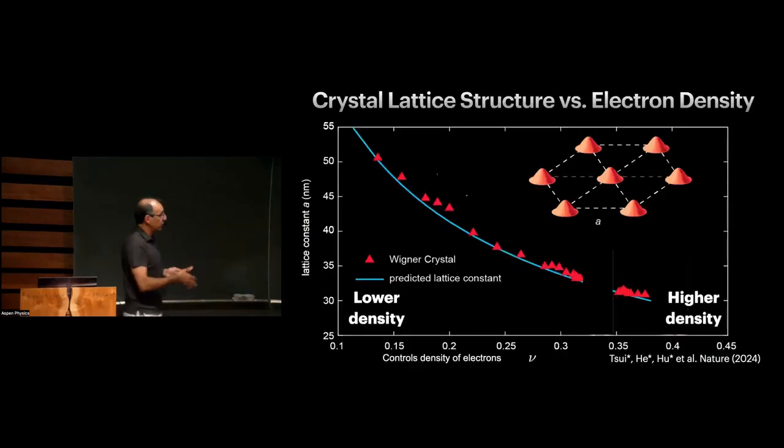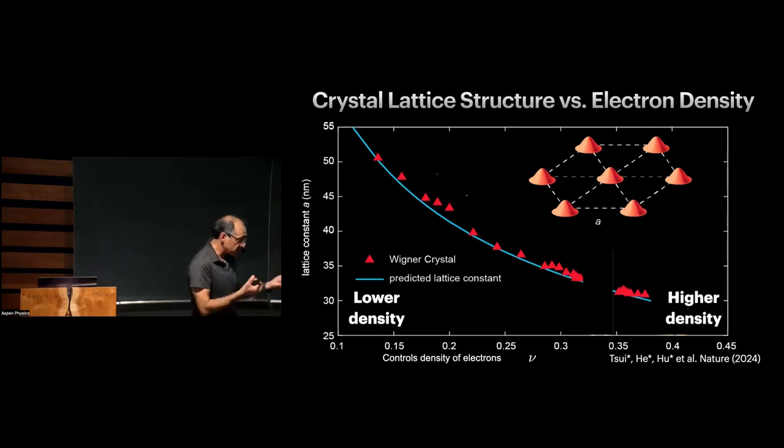It turns out that you can do this. Here you control the density of electrons in those pictures. On this axis, you measure the distance, which is the lattice constant between what I call those balls in the picture. This seems to confirm for us that indeed what we have done is we have made a crystal made out of electrons that are just repelling one another, and they just arrange themselves in a hexagonal lattice.